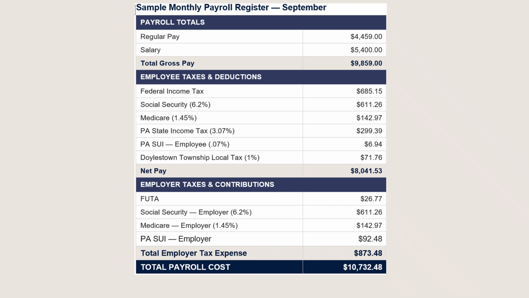Here is the monthly payroll register from the module reading. You can see the total gross pay is the top section. We have regular pay and then salary, so we have a total gross pay of $9,859. And then the next section is employee taxes and deductions.